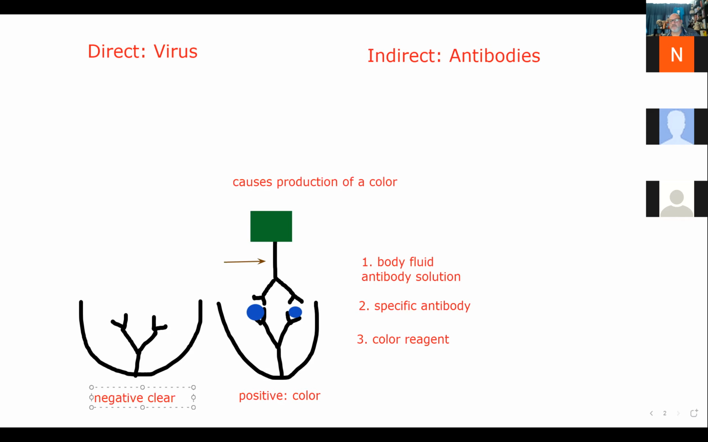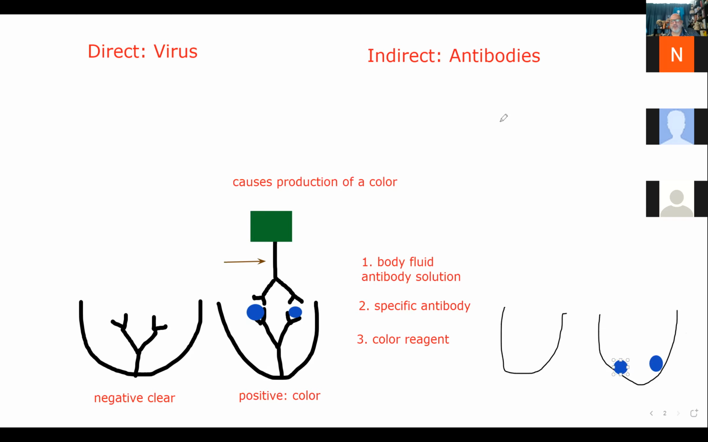Got it. Okay. If you think about it, for the indirect ELISA, basically you're skipping a step. You have two wells, and in these wells you're baking into the surface the antigens that the antibody can bind to.